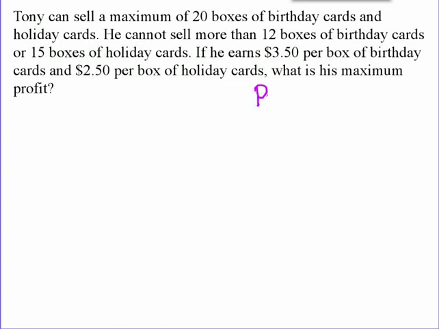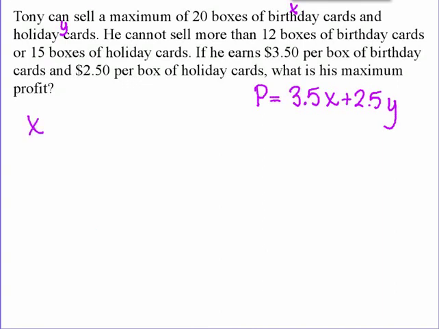So the profit function here will be 3.5 times the number of birthday cards, which I'm going to call x, plus 2.5 times the number of holiday cards, which I'm going to call y. So birthday cards, we're going to do x, holiday cards, we're going to do y. So now I need to figure out what my constraints are going to be. First sentence, what would be an equation or an inequality I could write?